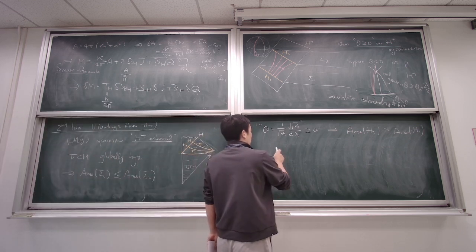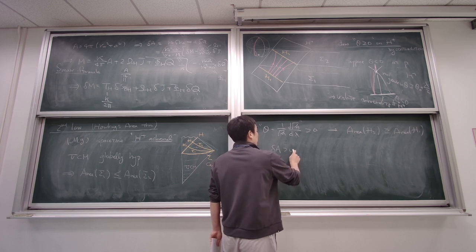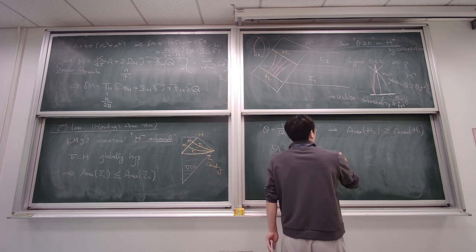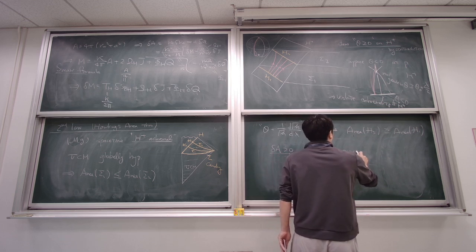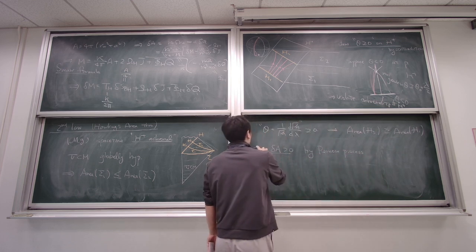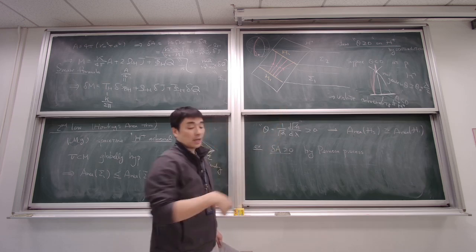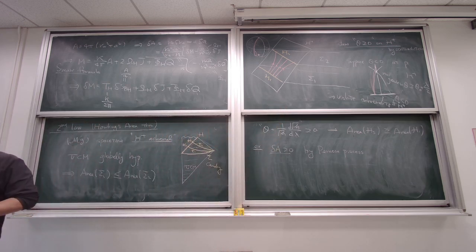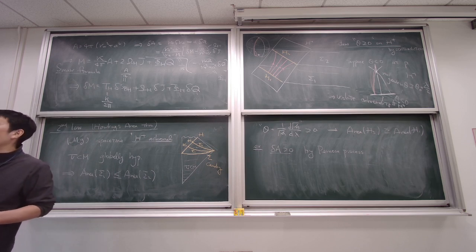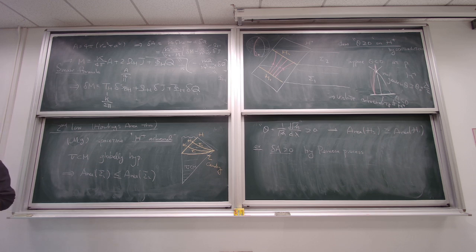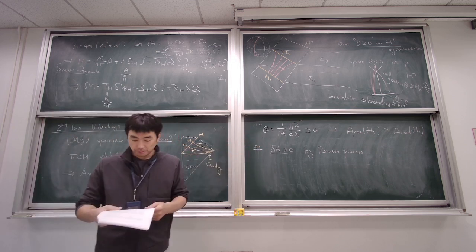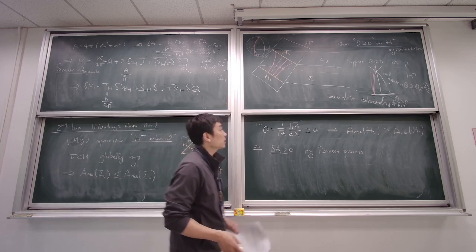So we saw that delta A has to be positive by the Penrose process. So that's one example, but this is the way of proving it in general cases. So the point is always that this theta has to be non-negative. Okay, let's look at the example.